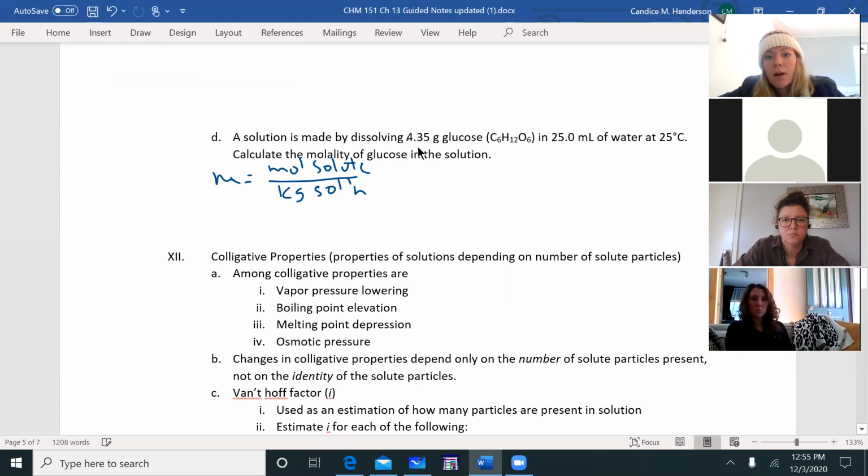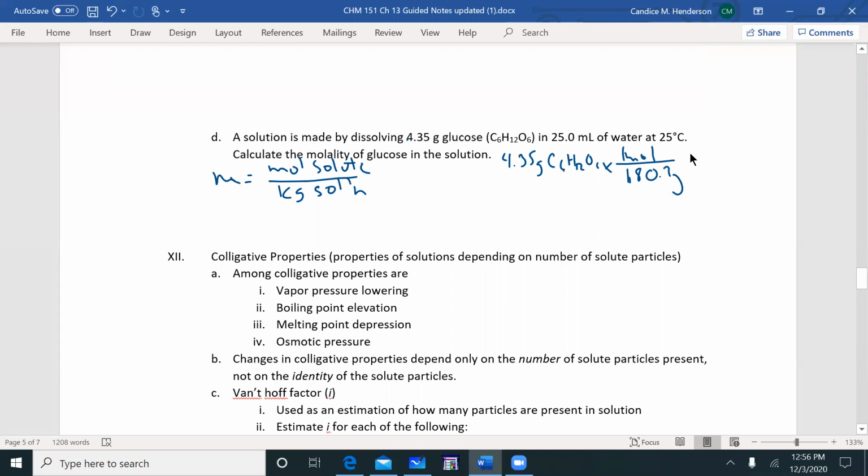So we're not given moles of solute, we're given grams of solute, but really easily we can convert 4.35 grams of the glucose, or the C6H12O6. We're going to divide it by its molar mass. So 1 mole of this thing is going to be equal to roughly 180.2 grams. So this will give us a total mole value of our glucose of 0.0241 moles.